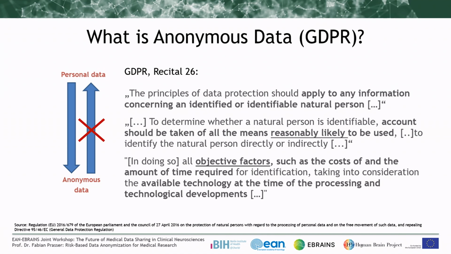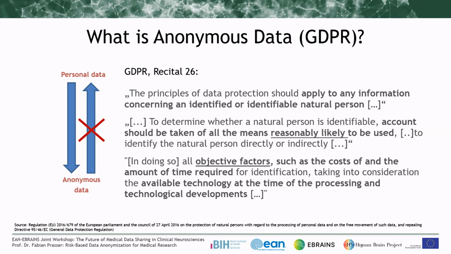This means that to understand anonymous data, we need to understand personal data, and in Recital 26, the GDPR provides a definition. So according to Recital 26, personal data is any information concerning an identified or identifiable person. And to determine whether a person is identifiable, we need to take into account all the means that are reasonably likely to be used for identification.